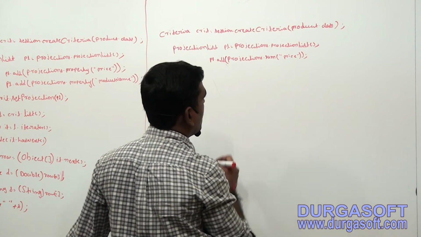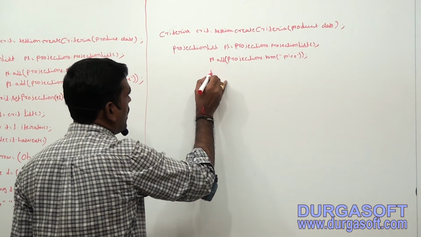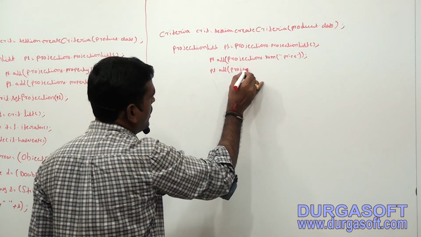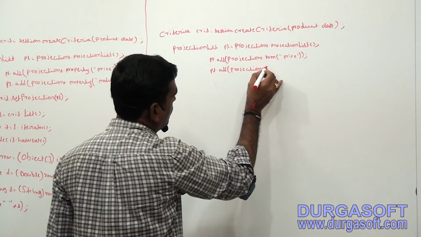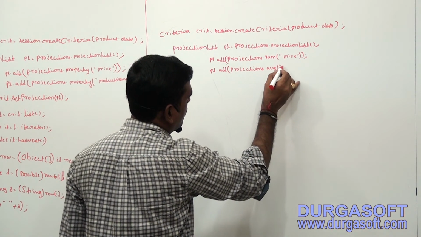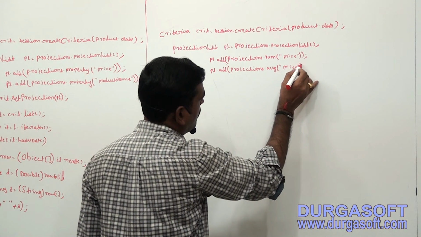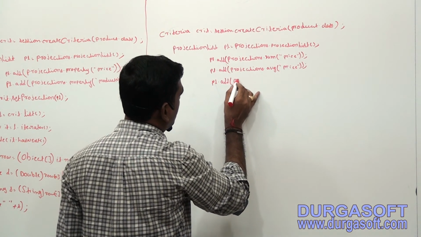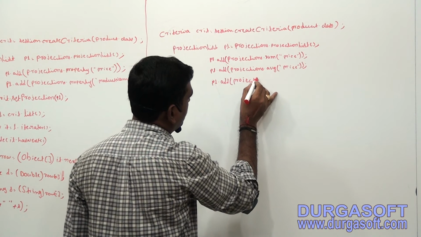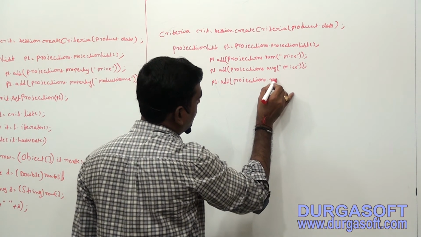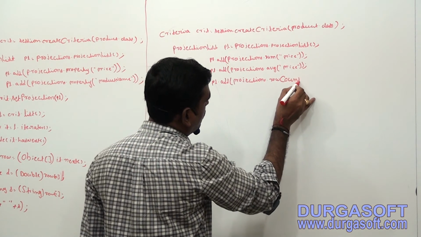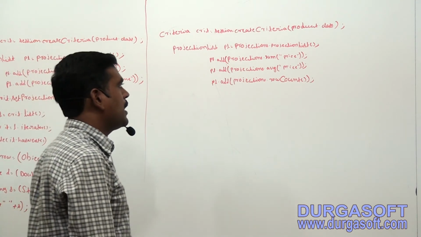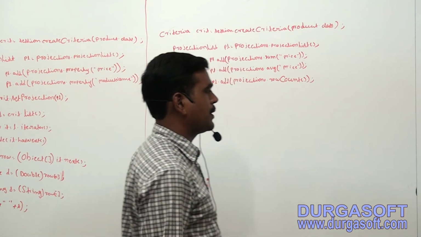Like this we can perform the aggregate results also. PL dot add Projections dot avg price. The next, PL dot add Projections dot rowCount. Like this we can add any number of aggregate functions to the projection list.